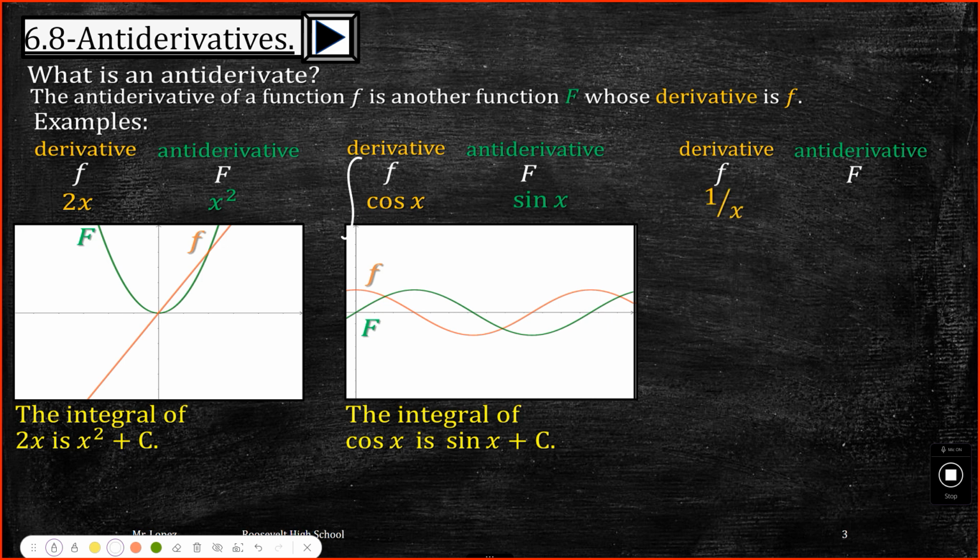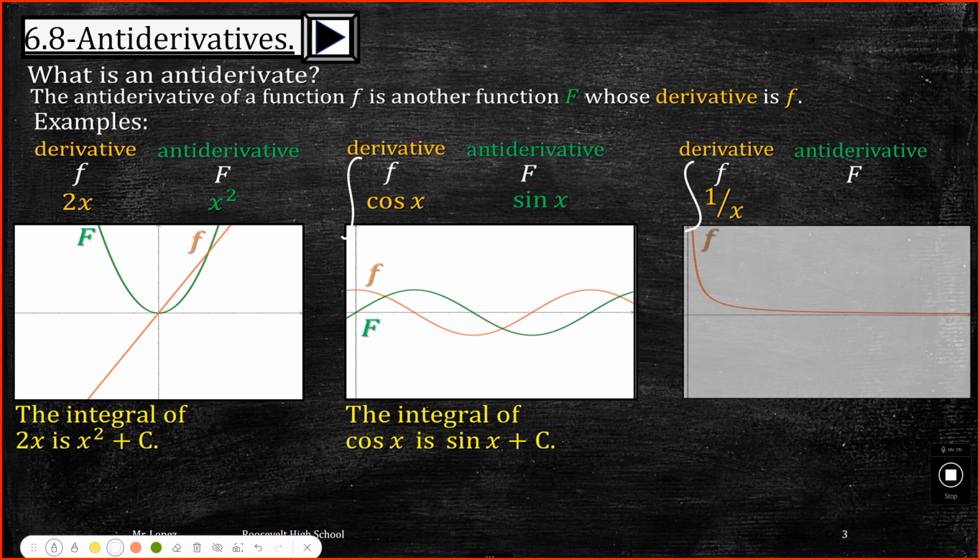The derivative is 1 over x. So what's this antiderivative? I mean, it's the plus c. These are called indefinite integrals because we got no upper or lower limits. We just want to find the antiderivatives of them. So what's the antiderivative of 1 over x? Ln x, so it'll be ln x plus c.